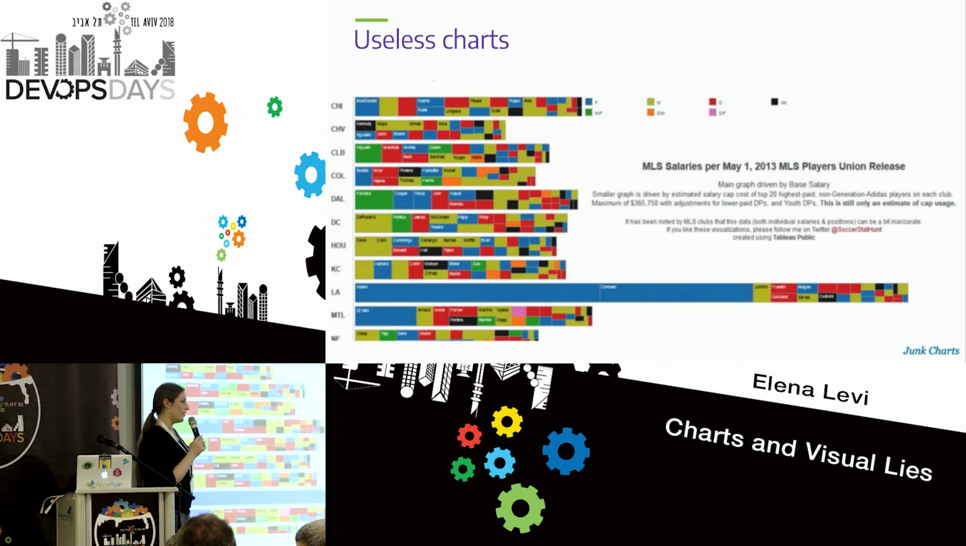Over-information. This chart is supposed to represent salaries for football players, and every time I show this to people who actually like football or soccer, they understand less, okay? Too much information, too many colors, too many dimensions, it's too much. We need to look at a chart and understand immediately what it's telling us and where the information is going.